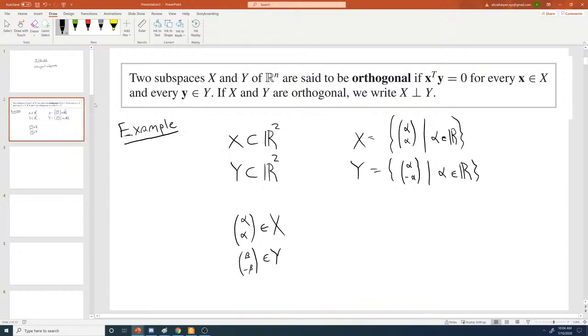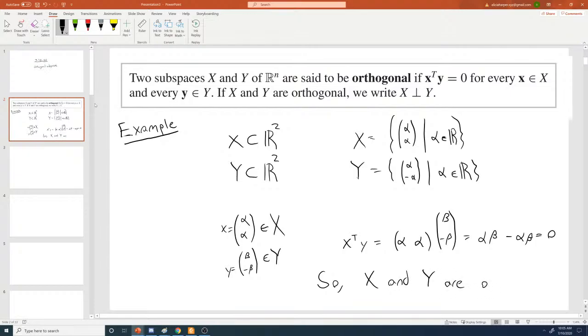Then what we can do is we can take their scalar product. So call this x, call this y. Then x transpose times y is the same thing as the matrix multiplication of the row vector (alpha, alpha) with the column vector (beta, negative beta). And this is precisely alpha beta minus alpha beta, which is equal to 0. So for any 2 vectors, x and y, in the subspaces big X and big Y, if we take their scalar product, we get 0. So X and Y are orthogonal spaces.